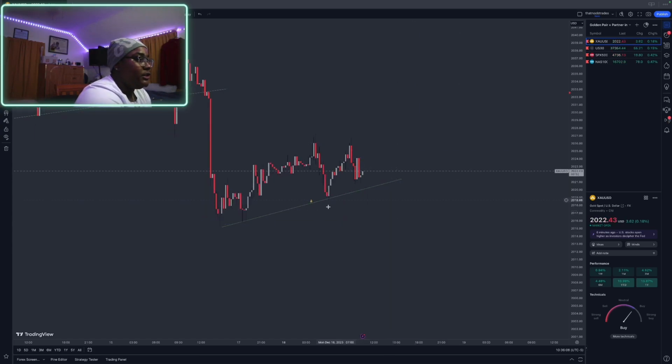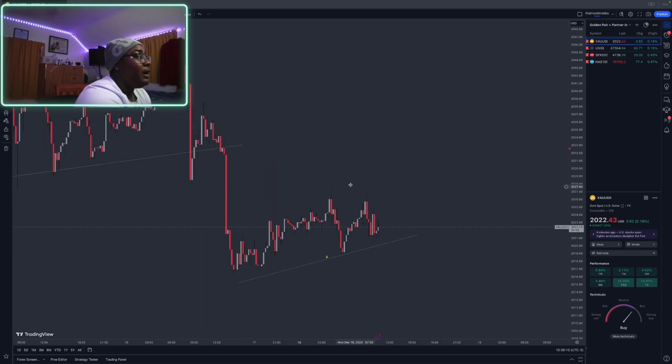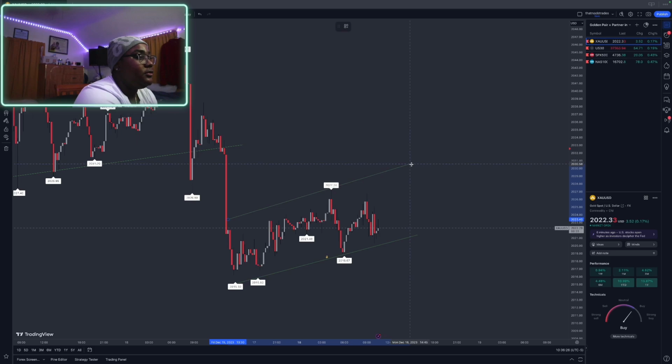Now sells on gold is anything below here. Buys on gold would be probably around, if it breaks this previous high right here, I'm definitely down for buys. So in other words, for me, whenever it breaks out of this trend line, because right now it's ranging. It's in a ranging session right now. It's not really doing much.